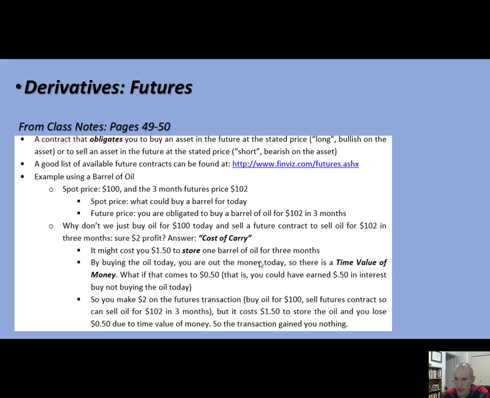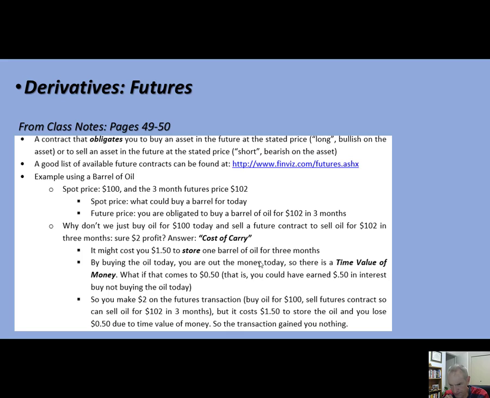With futures, there's no cash flow up front, so you're not actually buying or selling anything. So you think of long and short as long if you're bullish, short if you're bearish. Bullish means you think the price is going up. Bearish, you think the price is going down. And this is true. Some people get confused on interest rate options.